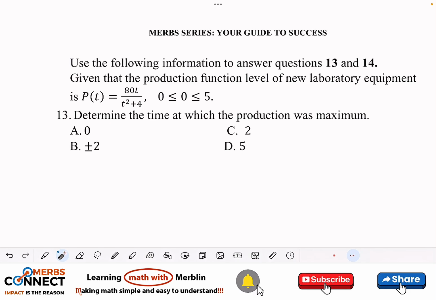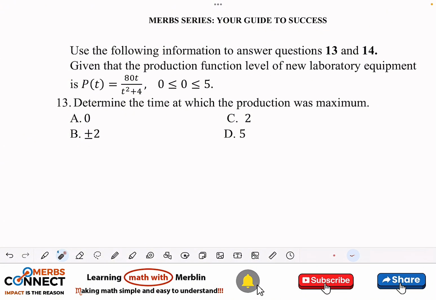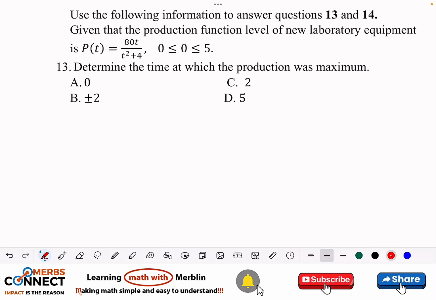Let's look at question 13 and 14, right? Determine the time at which the production was maximum. Since we are talking about maximum, let's say local maximum, we need critical values. That's basically what we need. So let's do that. P of t is equal to 80t divided by t squared plus 4.